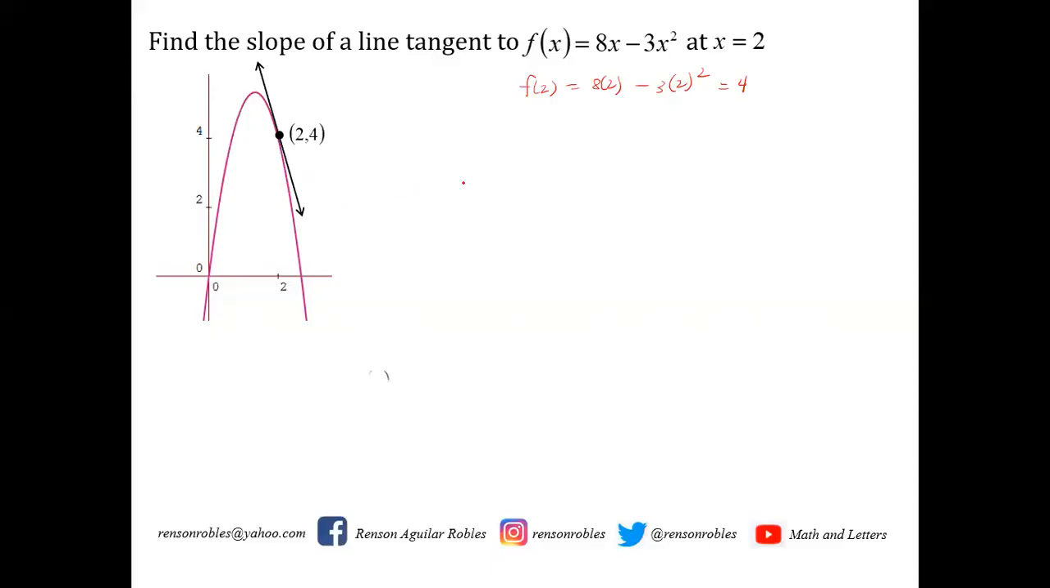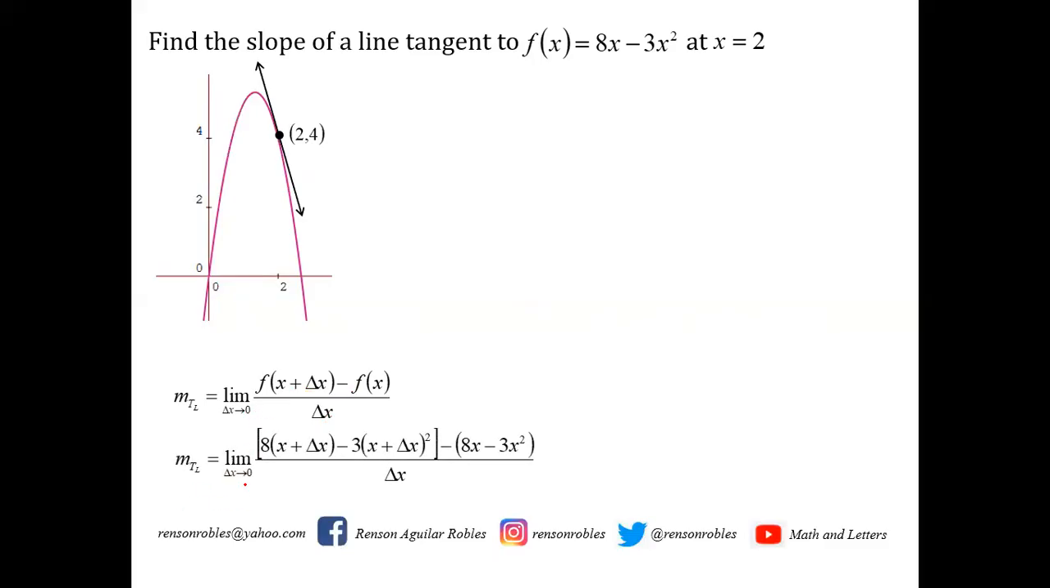So by definition, the slope of the tangent line is equal to the limit of f of x plus delta x minus f of x all over delta x as delta x approaches 0. And then we shall now have the limit of 8, and then you replace x by x plus delta x. So that's 8 times x plus delta x minus 3 times x plus delta x squared, then minus the function itself, 8x minus 3x squared, all over delta x as delta x approaches 0.